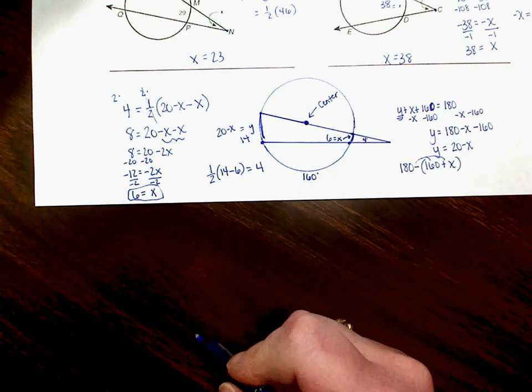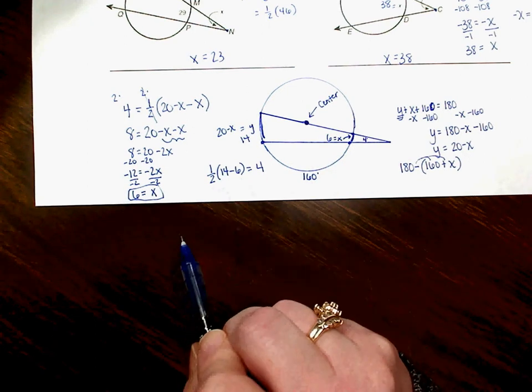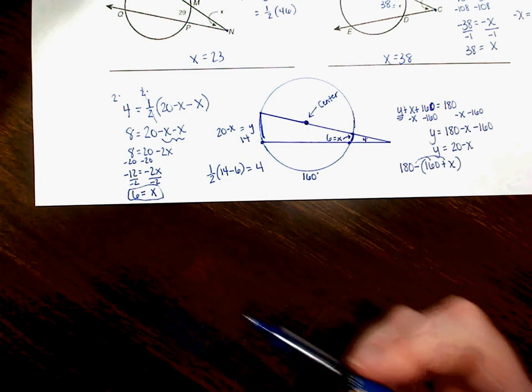Well, 14 minus 6 is 8, and half of 8 is 4. So that lets you know that your value of x is correct.